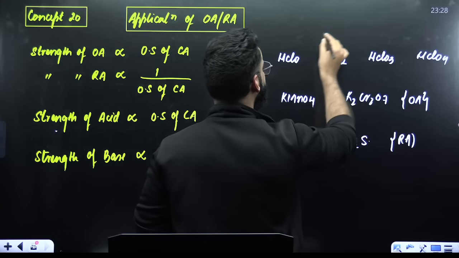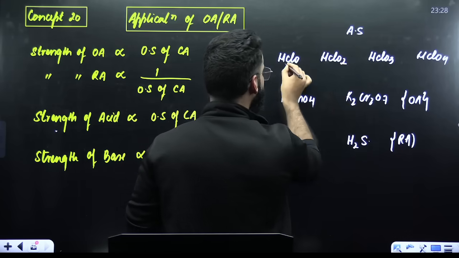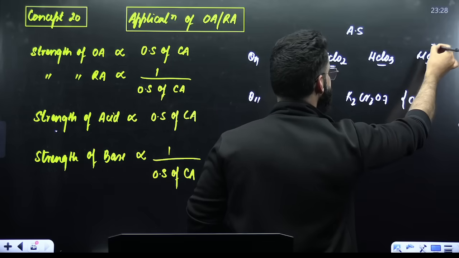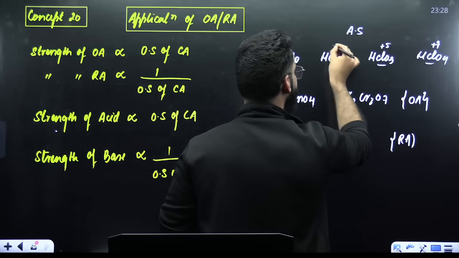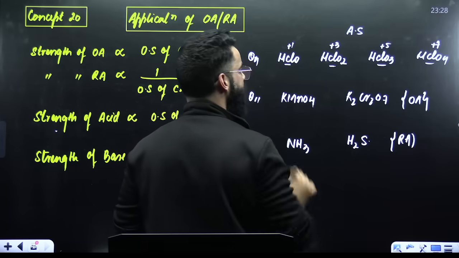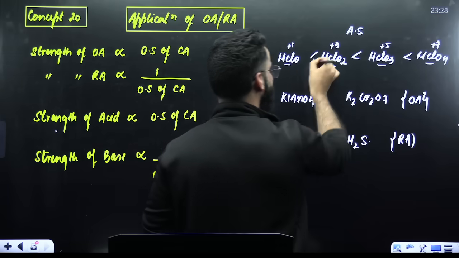For example, this is the question. In this question, you have to give the order of acidic strength, right? Get the oxidation state of the central atom. Here the central atom will be in +7, here it will be in +5, here it will be in +3, here it will be in +1. More the oxidation state of central atom, more is going to be the acidic strength.